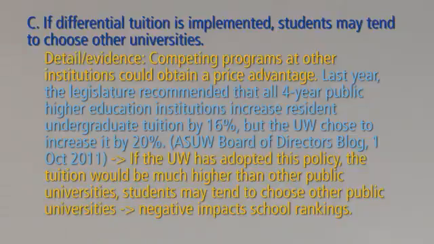That evidence, that detail, all it proves, all it demonstrates, is that the UW raised the tuition 4 percentage points more than was recommended. That is all that evidence proves. That's all that evidence illustrates. That piece of detail does not demonstrate that if differential tuition is implemented, students may tend to choose other universities. It doesn't do that.